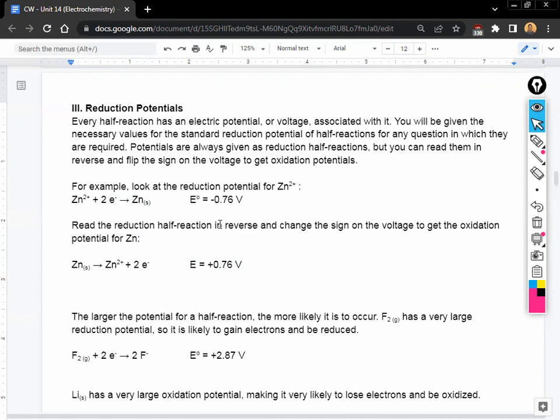Okay, so the reduction potential from the first reaction going from zinc ion to solid zinc was negative 0.76. But if we go the other way, where we go from solid zinc to zinc ion, it's positive 0.76. Okay, so those are the rules that you want to write down. When you flip it, you flip the sign. All right, so far so good?